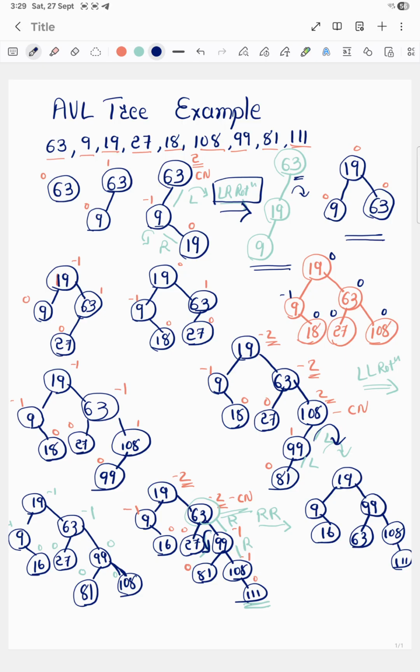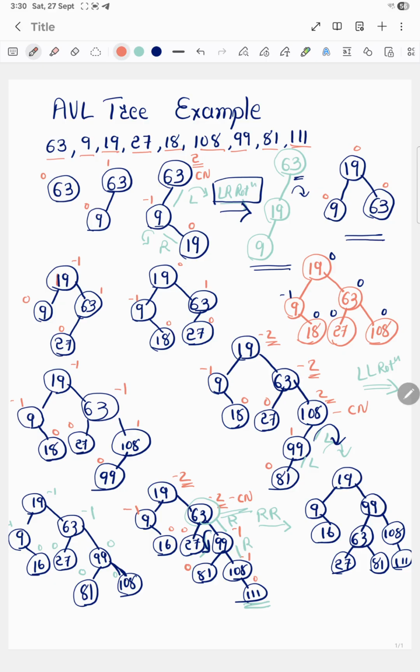So I told you that in this kind of situation, after the rotation that critical node will become the left child, right. So the earlier left child will become the right child of the critical node. So here you have 81, that will become the right child of 63, and 27 will become the left child, that remains the same, right. 27 will be the left child of 63.